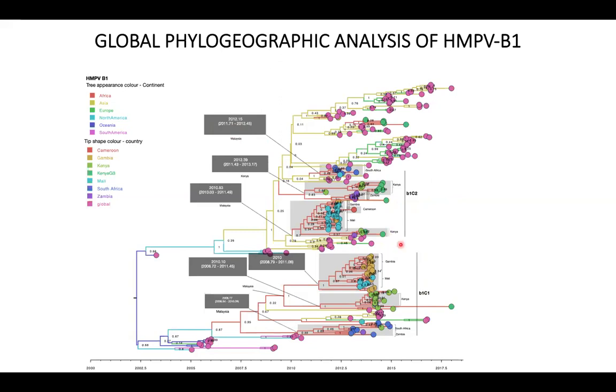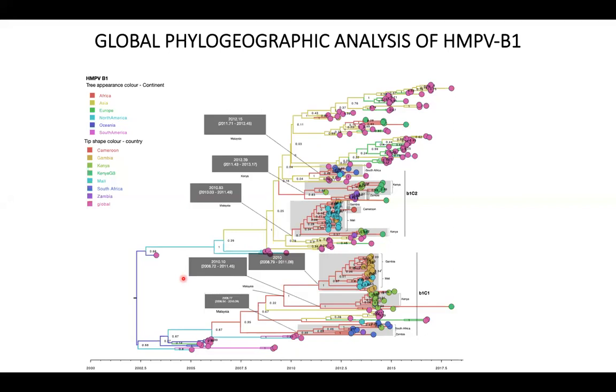And still on the global scale, the pattern you're seeing is this clustering of sequences by Africa subregion. But the other challenge we had is that most of the sequences here are from Africa and Asia. Therefore, we did not assess potential introduction from other sources.